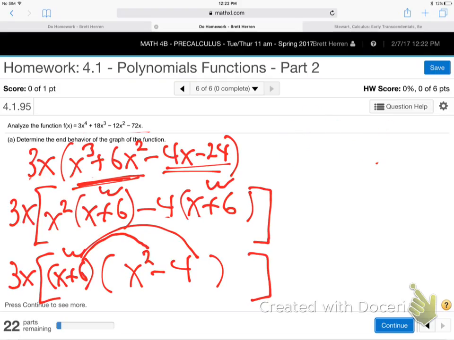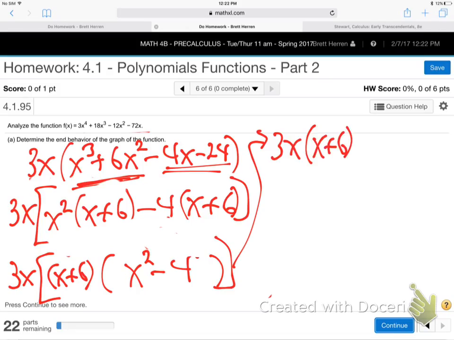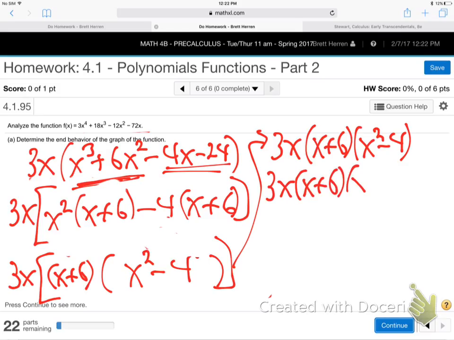One more step. You know the x squared minus 4, right? We have to break that down. Bring it up here. So the 3x in the front, x plus 6, we have x squared minus 4. You don't need those brackets anymore. They were just separating it for a while. Anyway, last step is the x plus 2, x minus 2. So there it is.